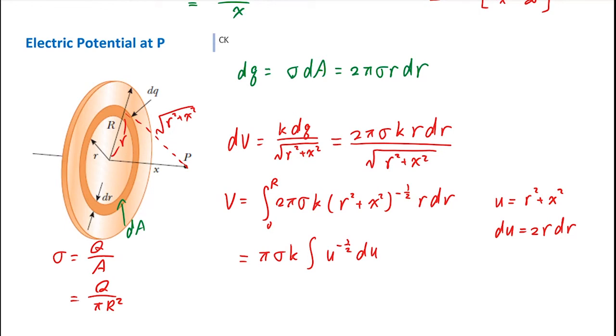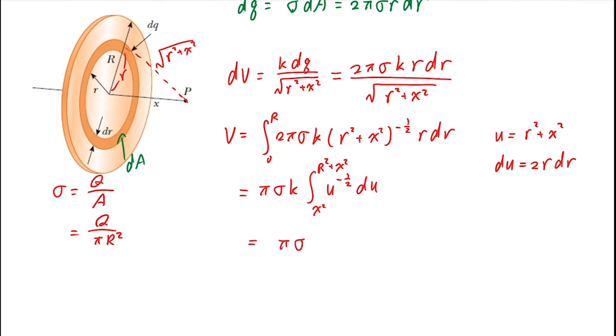And limits of integration: once you have r equal to 0, u is equal to x squared, and r equal to capital R, u is equal to capital R squared plus x squared. So far, so good. Integrate.